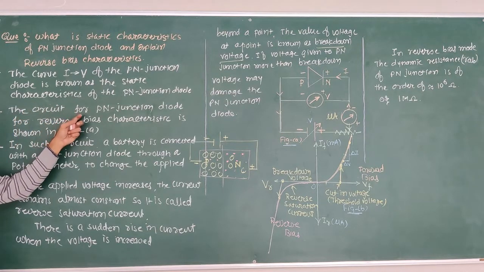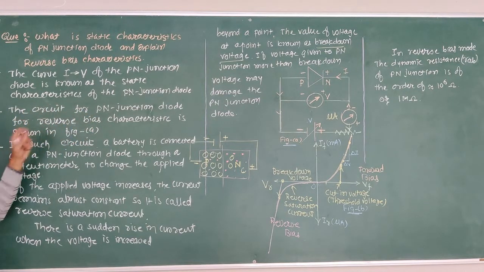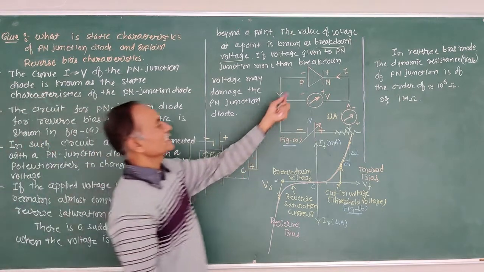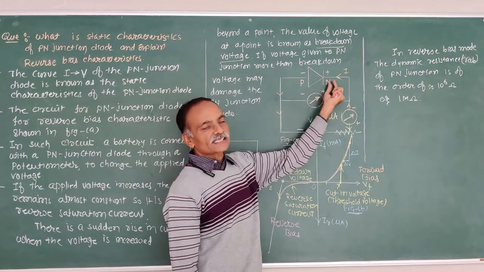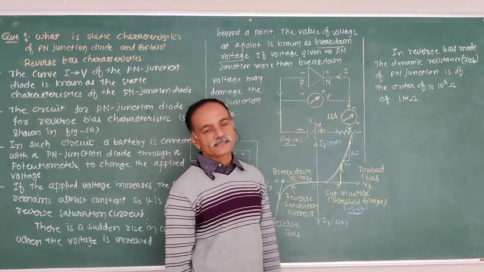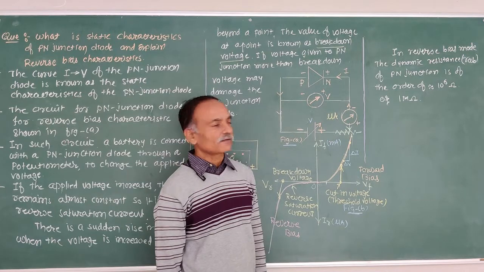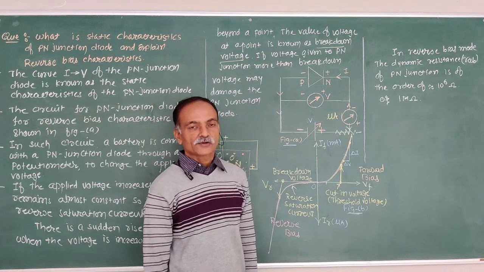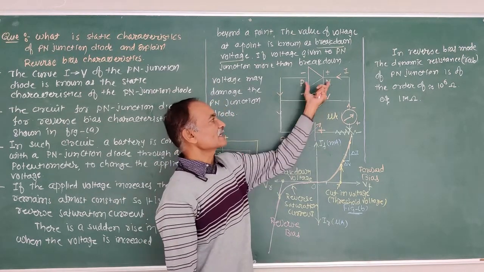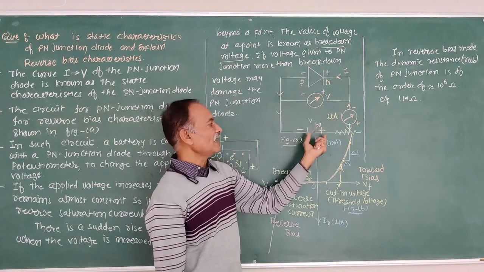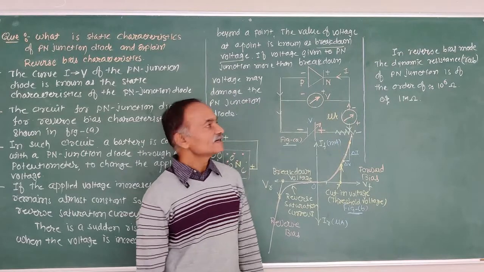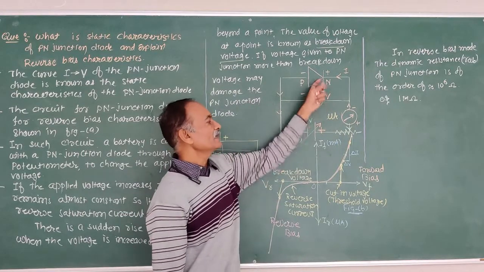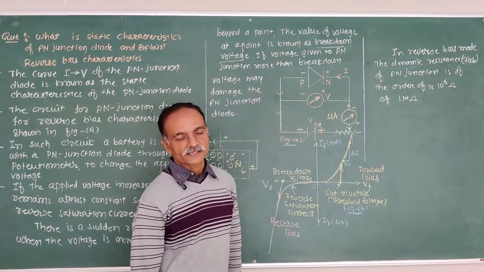The circuit for the reverse bias characteristic of the PN junction diode is shown in the figure. Here the P side is connected with the negative terminal of a battery and the N side of the PN junction is connected with the positive terminal of an external battery. To measure the voltage, a voltmeter is connected in parallel to the PN junction diode and external battery, while the current meter is connected in series with the PN junction diode and battery.